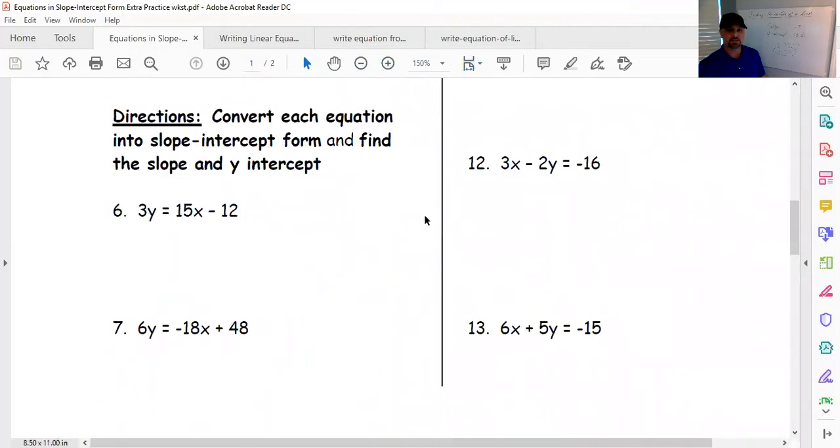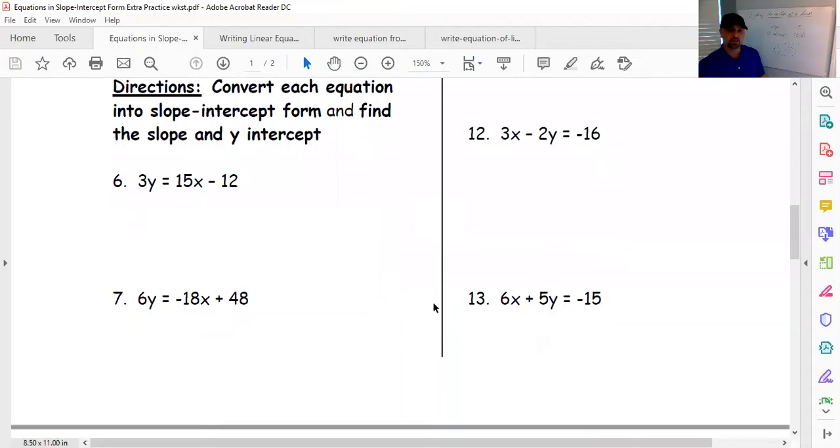The second part of this worksheet is what we worked on a little bit yesterday, which is taking an equation in standard form and turning it into slope-intercept form. So why don't you go ahead and do that? We'll do this number 6, it's review. Come back and watch how I do it, okay? Go ahead and pause your screen.